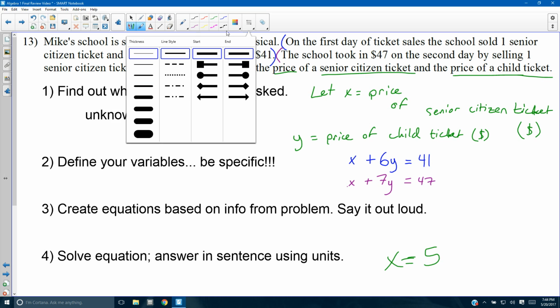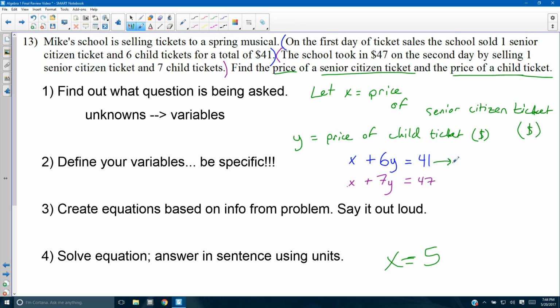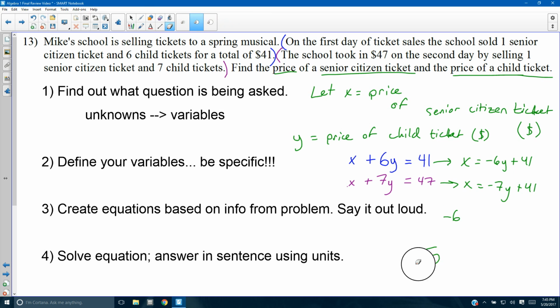I'm going to rewrite both of these equations so that x is by itself. Subtract 6y, x equals negative 6y plus 41. Subtract 7y, x equals negative 7y plus 47. If x equals this and x equals that, then this equals that. I can set these 2 things equal to each other. Negative 6y plus 41 equals negative 7y plus 47.